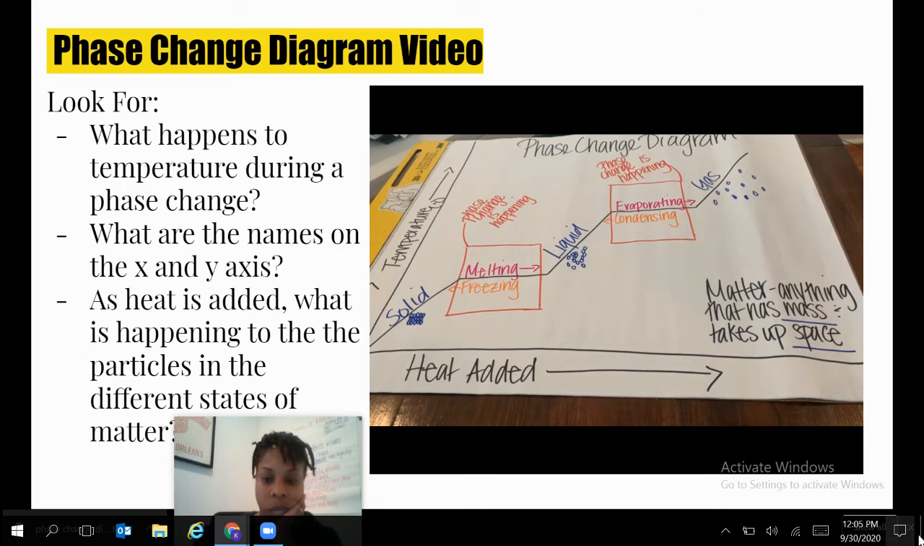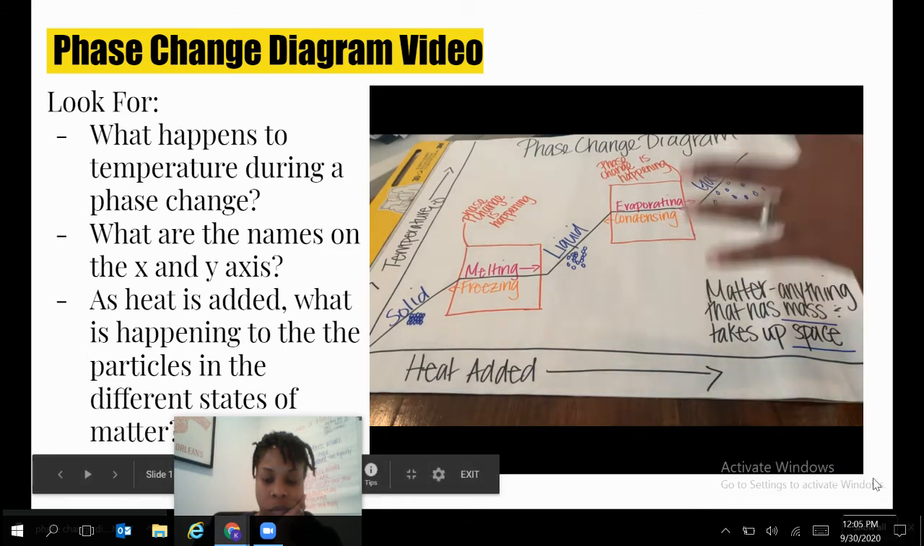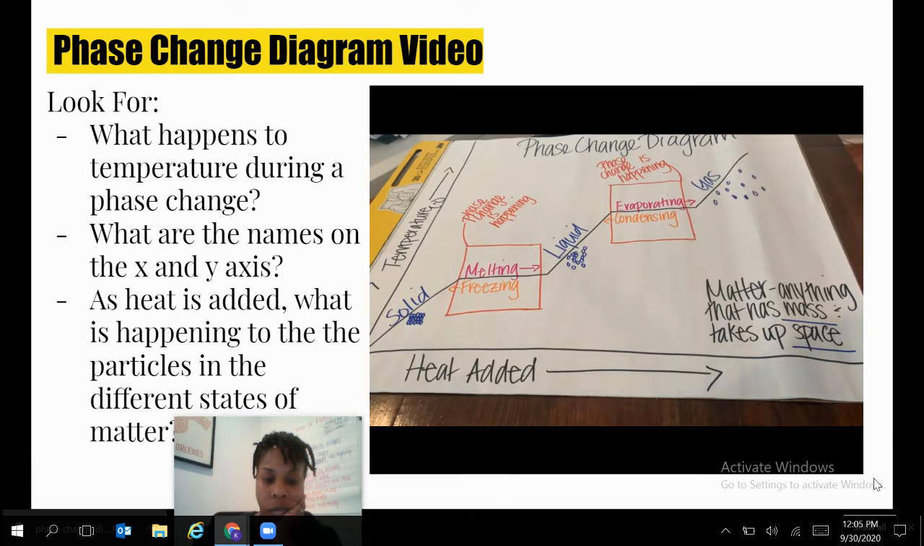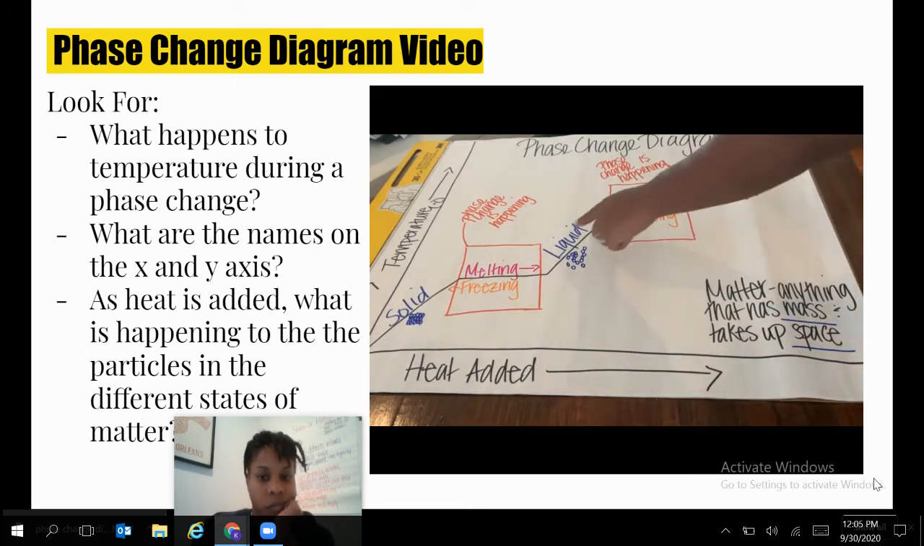So, takeaways from this lesson: remember, phase changes occur when temperature is constant. Constant means stays the same, okay? The four phase changes that you need to know are: when a solid turns into a liquid, it is considered melting. When a liquid turns into a gas, it is considered evaporation.